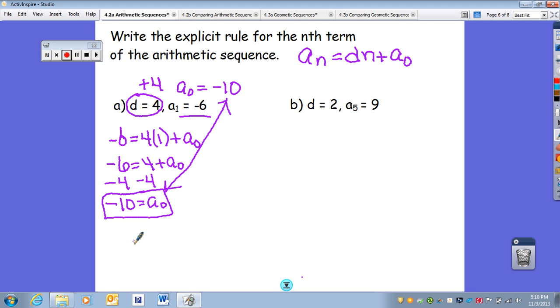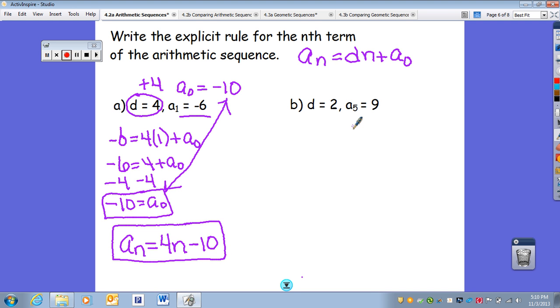So now let's write the rule for our sequence. So we have a sub n, and that equals the difference. The difference is 4 times n, we don't know what that is, plus our a sub 0, which is going to be a negative 10. And that is the rule to find any term that we want in our sequence.